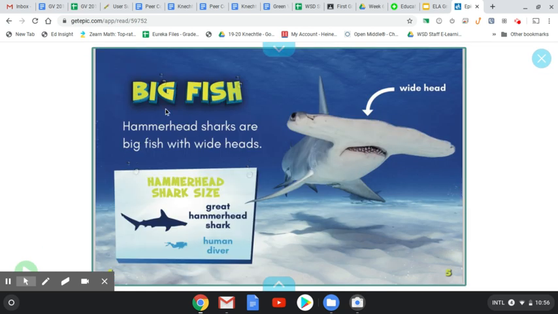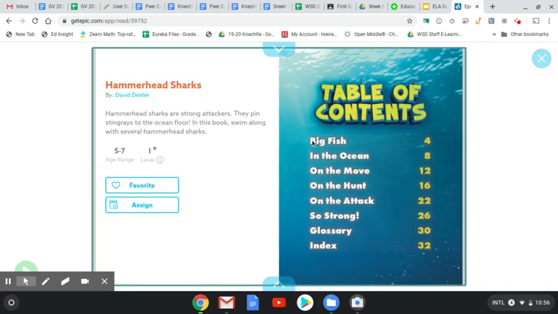Big fish. So look, big fish, right? That's a heading. It tells you what this page or pages is about. So this page right here is going to be about big fish. It's kind of like the title of the page. And look, if you remember, it said on page 4, we were going to be learning about big fish.